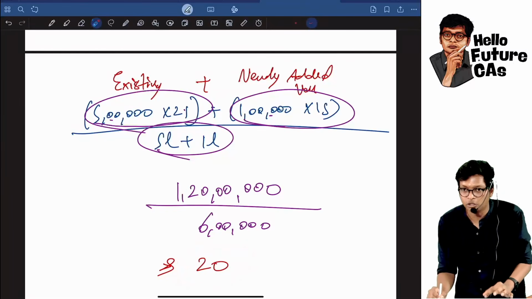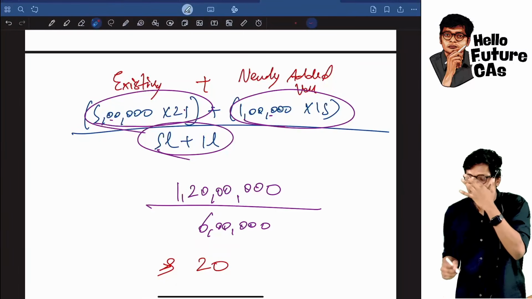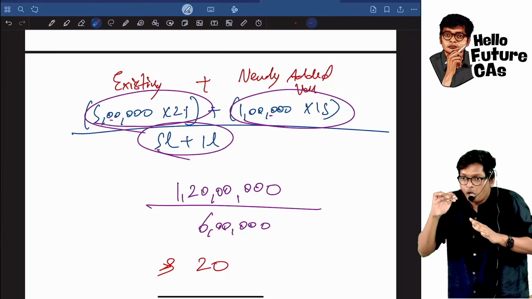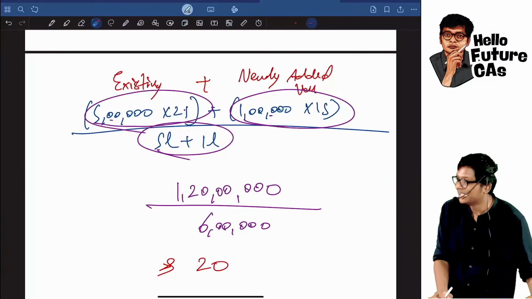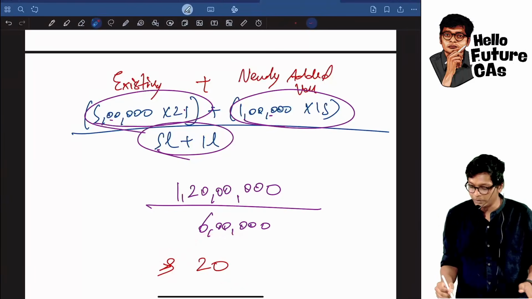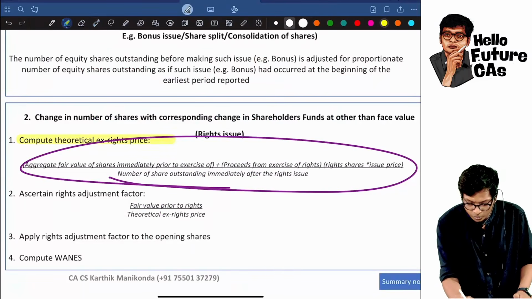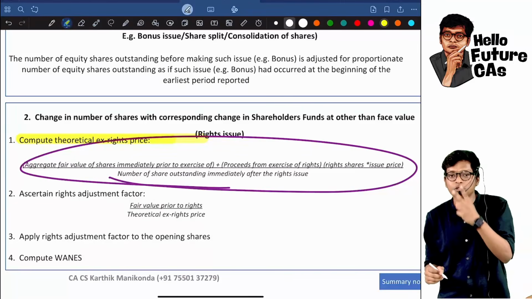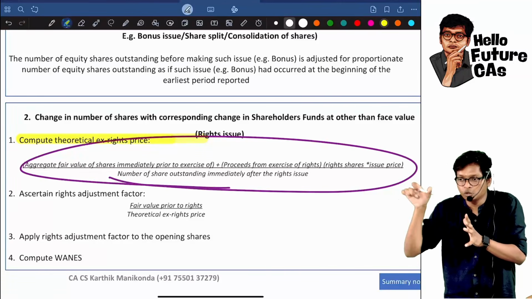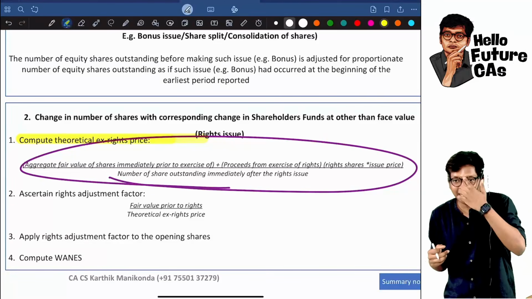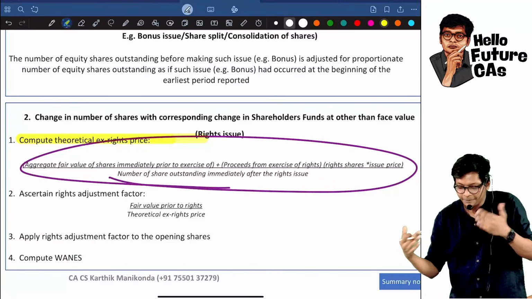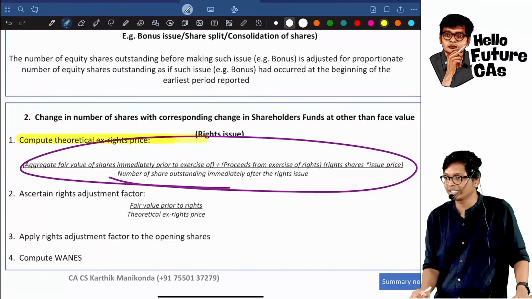This 20 is called theoretical ex-rights price. That means theoretically, what will be the price of share after rights issue? Which is how much, guys? 20. That's first step. Compute theoretical ex-rights price. Simple. Existing number of shares into existing market price, 5 lakh into 21, plus new shares 1 lakh into rights issue price 15, divided by existing plus new shares. That's the formula. You read that. Are you following, guys? Understood?